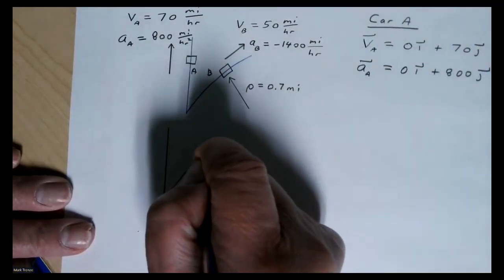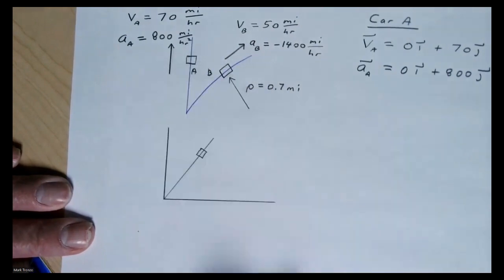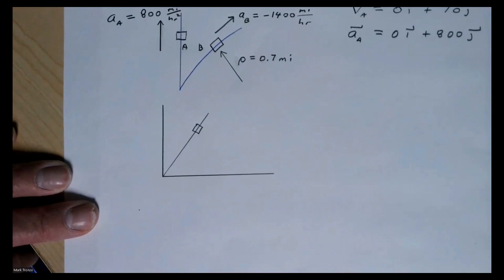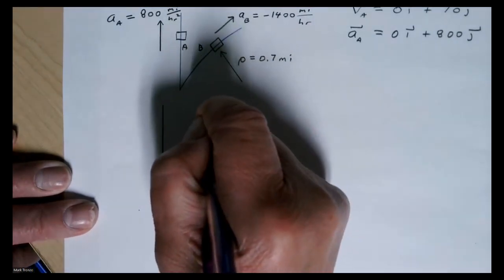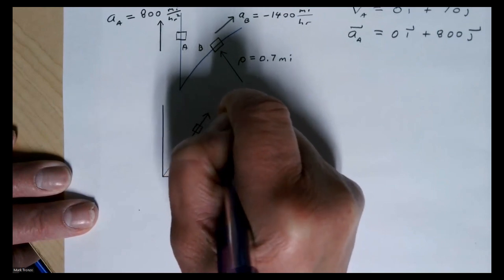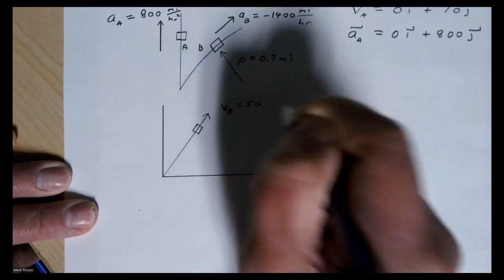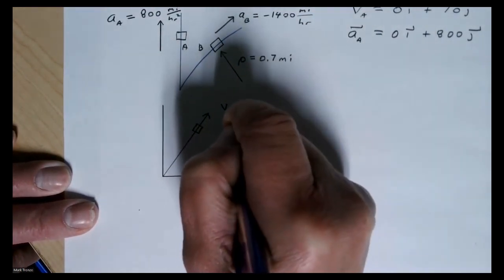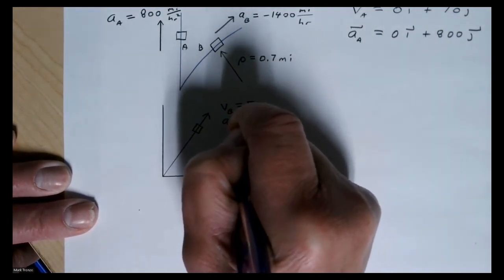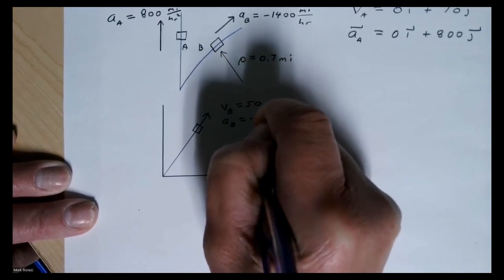This maybe is car B, and it's going in this direction. It has, again, velocity B is 50. I'm going to keep the units off so I don't clutter this too much. Acceleration of B is negative 1400.